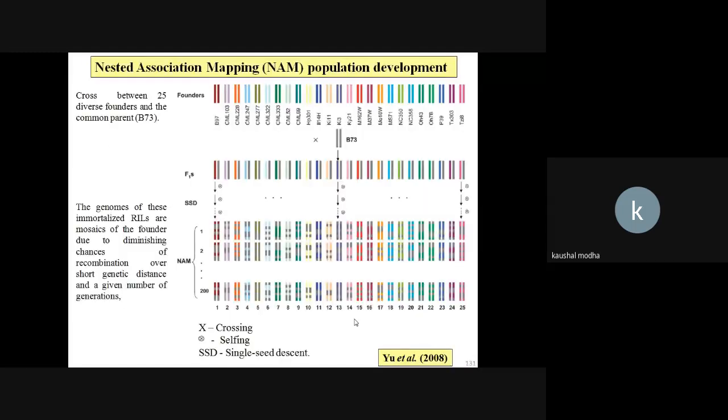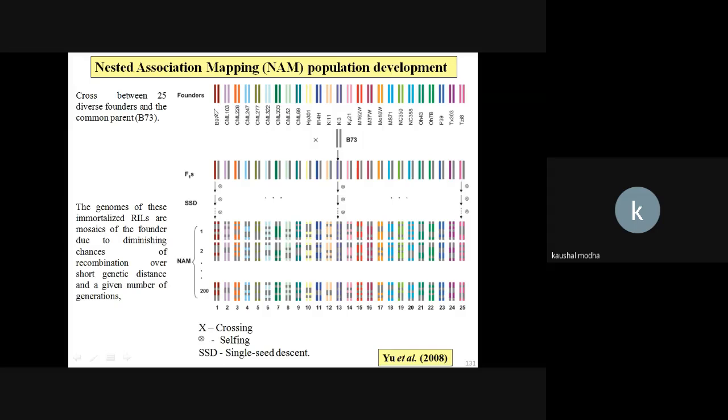I will directly go to the slide that was proposed in 2008 in maize. In the nested association mapping population, they utilized a total of 26 genotypes of maize. These are the 25 founder lines, and those founder lines were crossed with the common parent. The common parent is B73, and these founder lines were chosen because of their diversity and some of the important traits they carry related to seed quality, biotic and abiotic stress resistance, and so many things.